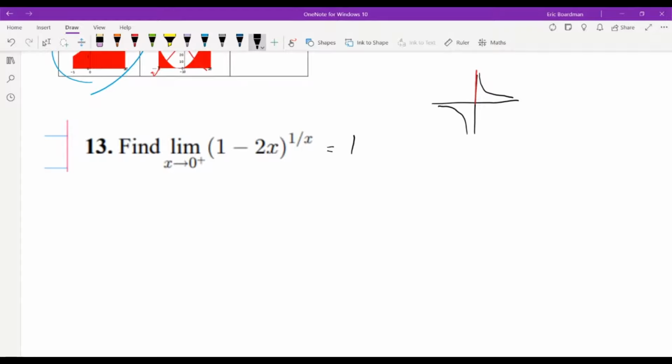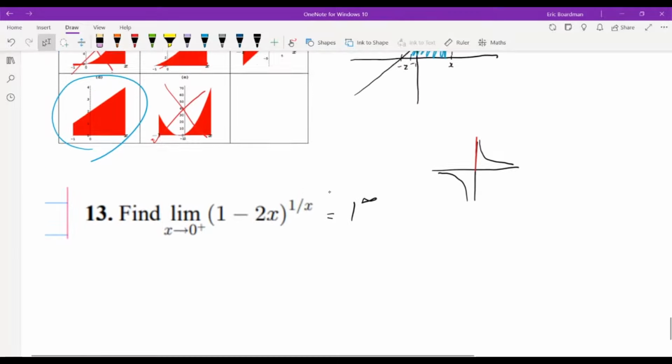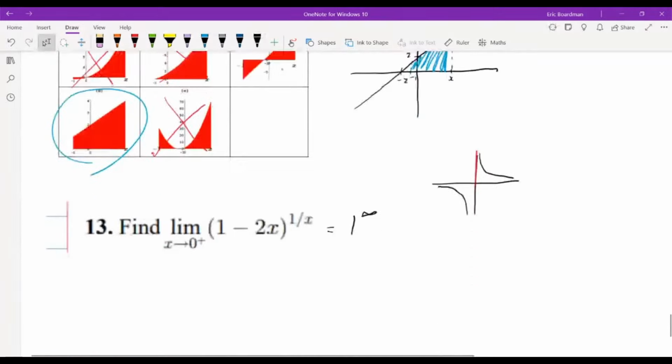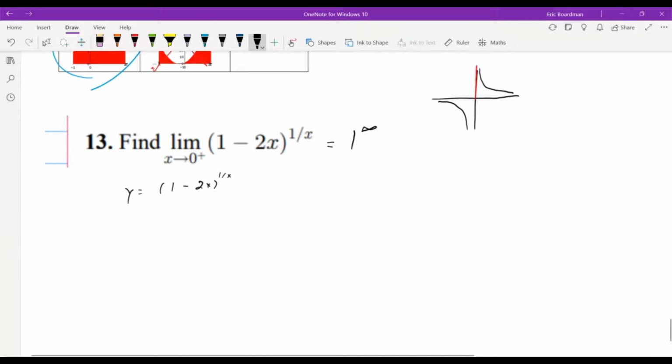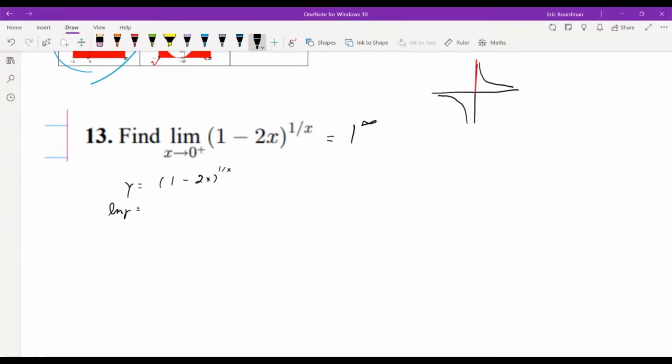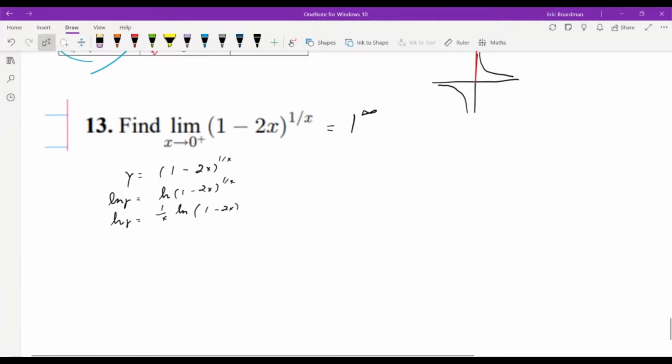Now for this one, this is 1 to the power of positive infinity, and that's an indeterminate form. So I'll use what I said right here. We want to say that y equals 1 minus 2x to the power of 1 over x. And then we can take the natural log. So ln y equals ln of 1 minus 2x to the power of 1 over x. By log properties, this is just equal to 1 over x times ln of 1 minus 2x. By the way, it's 7 o'clock now, but I can go for a little longer. So this is what we have right now.